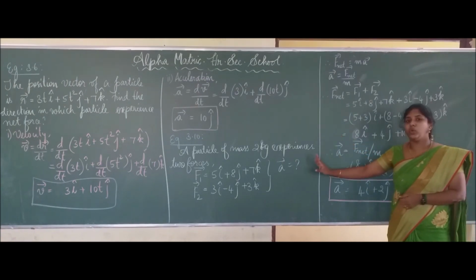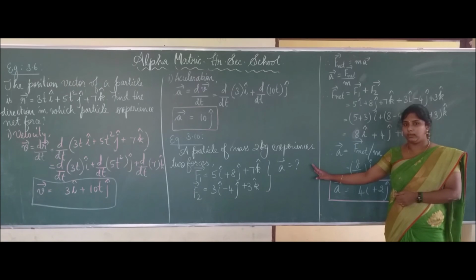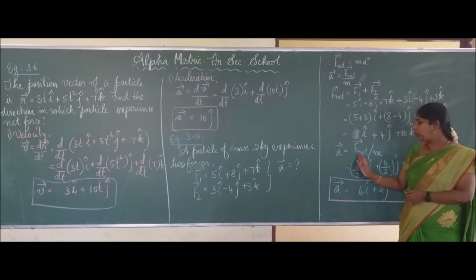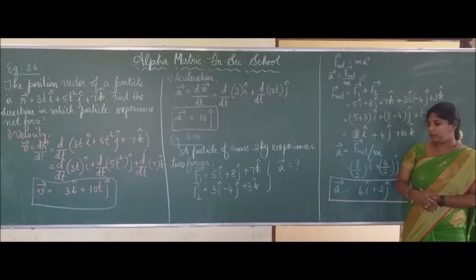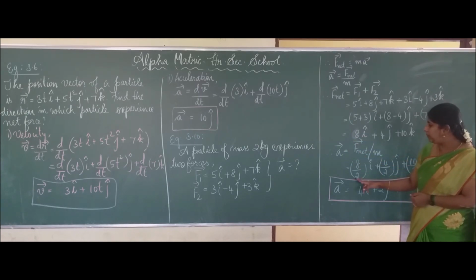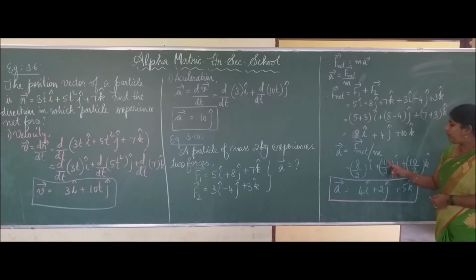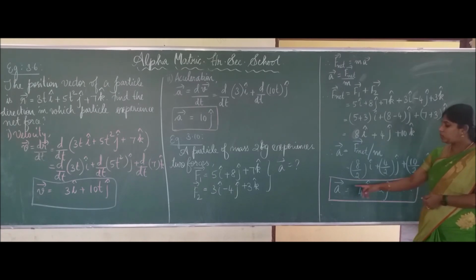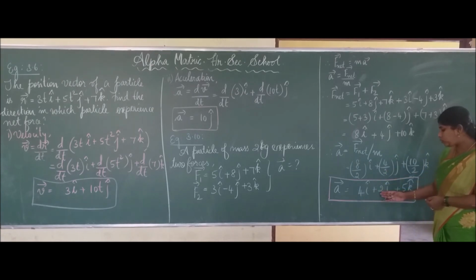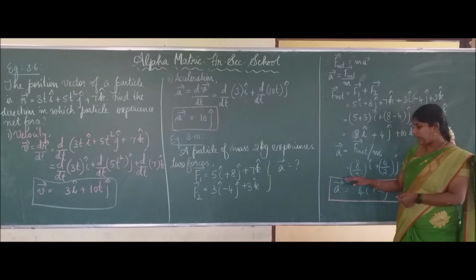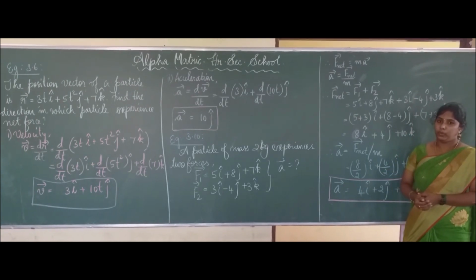Right? So we have to find the acceleration acting on the particle. Okay, ma'am? So A vector equal to F net by M. The mass given is 2 kg. So F by M. The F value is 8 by 2 I cap plus 4 by 2 j cap plus 10 by 2 k cap. Okay, ma'am. So A vector equal to 8 by 2 is 4 I cap plus 2 j cap plus 5 k cap. This is the acceleration acting on the particle. Okay, that's it.